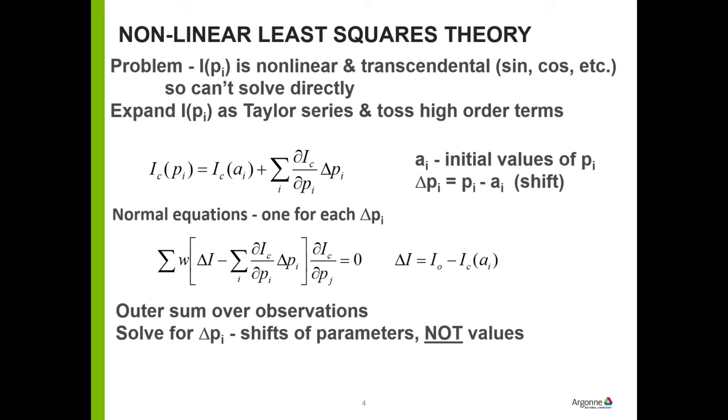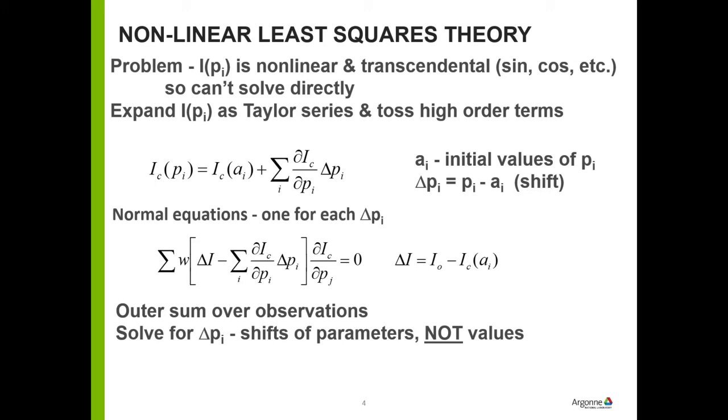You have to start with a model that gives you an initial set of parameters in order to be able to start it. And what you're actually solving in the least squares is for the shift between your original set of guesstimates and a better set of values.